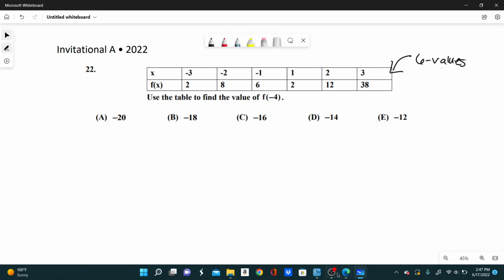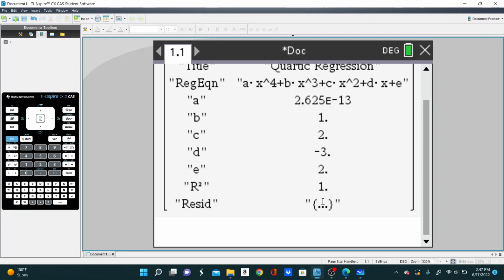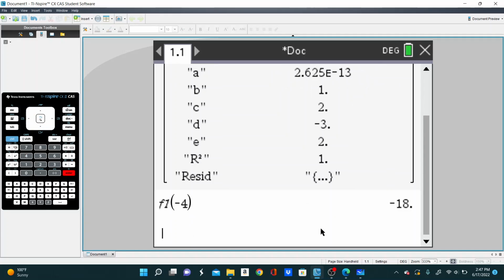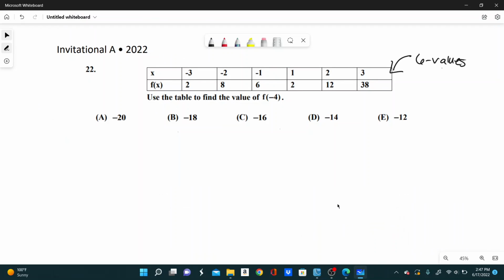F of -4. So, since we saved it as f1, we can just type f1, and then just type it like you would normally do for a function. Just f1 of -4, and it comes out with -18, and that's answer choice B.